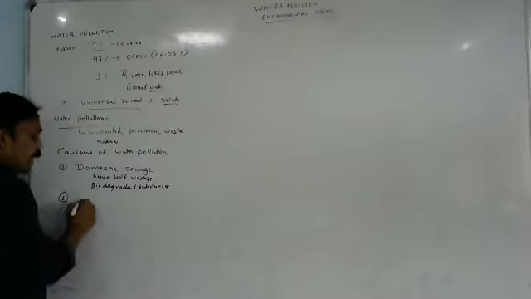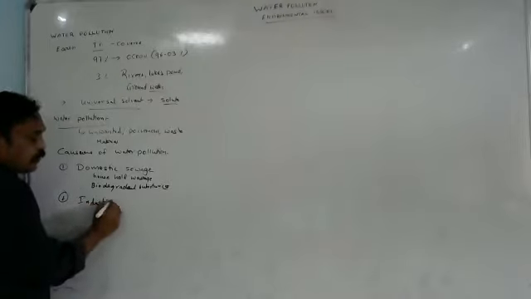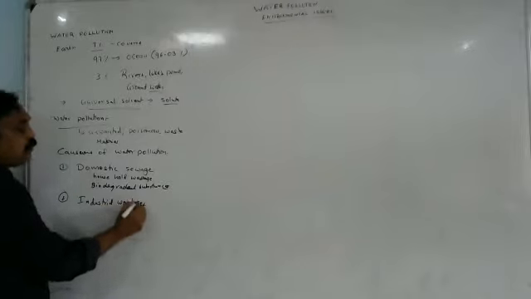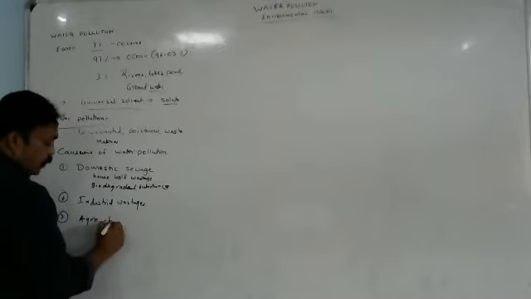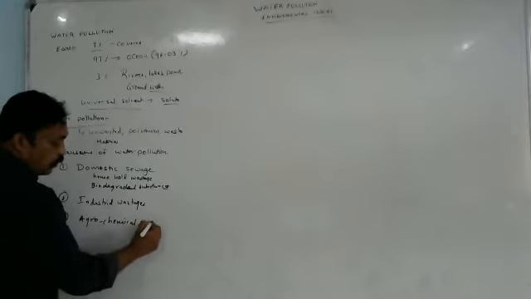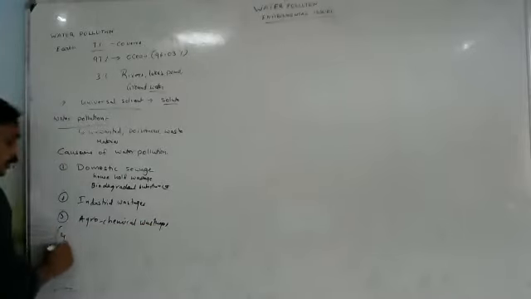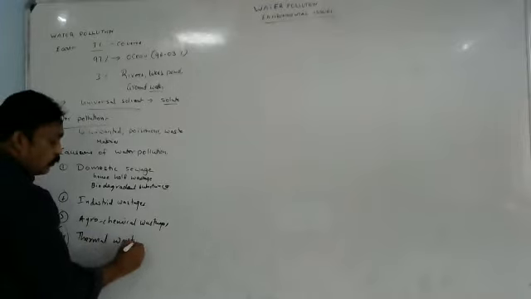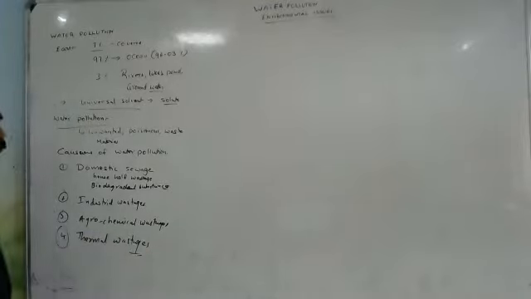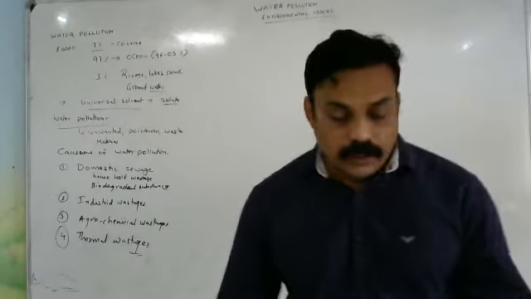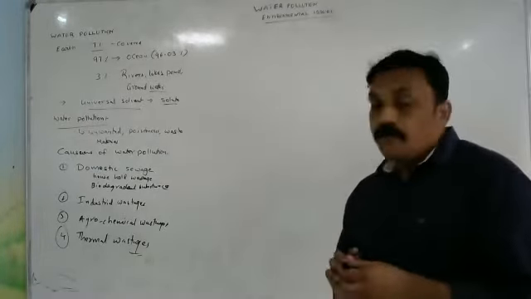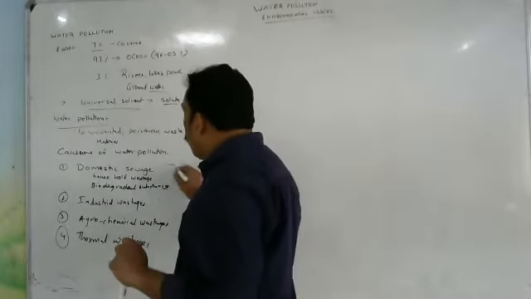The second is industrial wastages. The third is agrochemical wastages from agriculture. And also thermal wastages cause water pollution. Generally, human beings are the reason for water pollution. Even natural disasters sometimes cause a very small percentage of water pollution. These are the causes of water pollution.